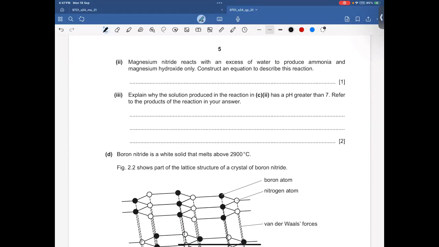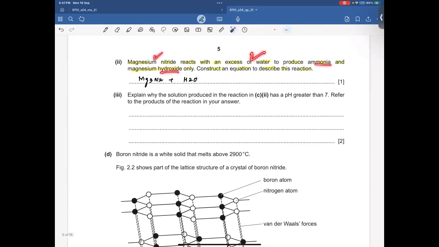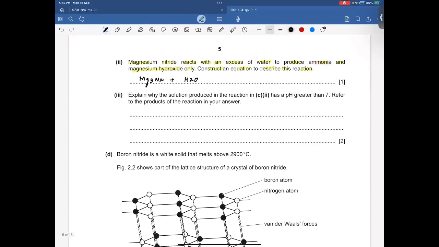Okay, next question is, magnesium nitride reacts with an excess of water to produce ammonia and magnesium hydroxide only. Construct an equation to describe this reaction. That's an easy task. Mg3N2 is reacting with water. I mean to say, the examiner has given you both the reactants and both the products. You just need to balance this equation. So that's an easy task, I believe.